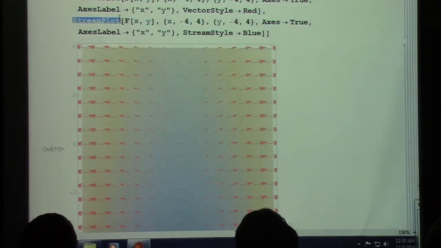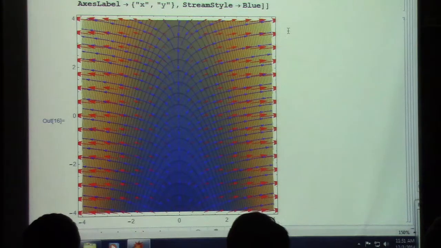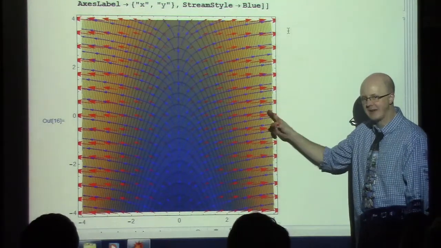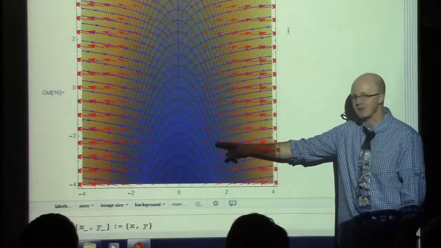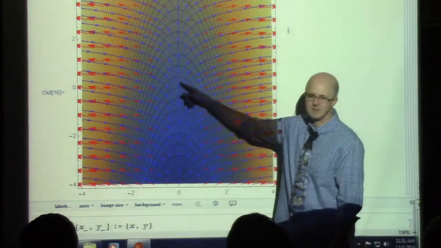What's this? Stream plot. What's that going to be? Take a guess. I'm making it blue. It's going to make streamlines? Yes, it does. The red arrows are straight, they are vectors. These blue arrows are not straight, they're technically not vectors. Well, I guess these are straight.